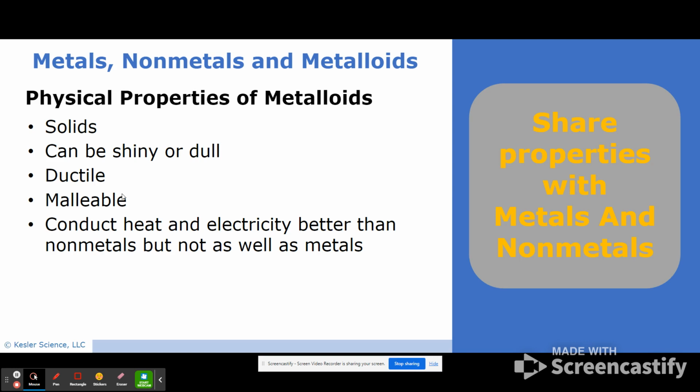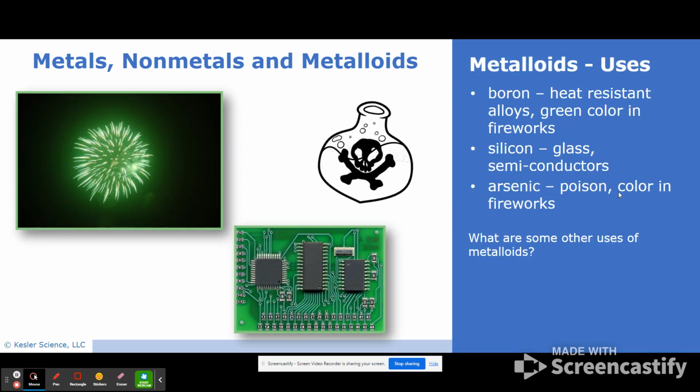They are ductile and malleable. That's something they have in common with metals. They can conduct heat and electricity better than nonmetals, but not as well as metals. So they're called semiconductors. They semi-conduct. They conduct a little bit, but not very well. So they can allow heat and electricity to go through them, but not super good. Versus a nonmetal, not at all. So they share properties with metals and nonmetals. They're a little bit of both.